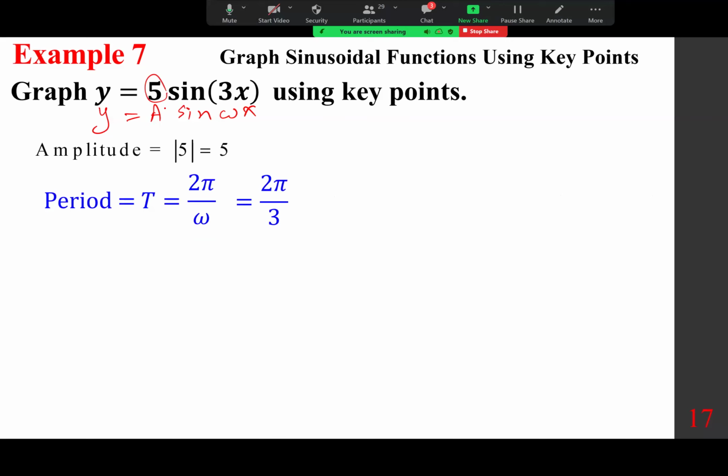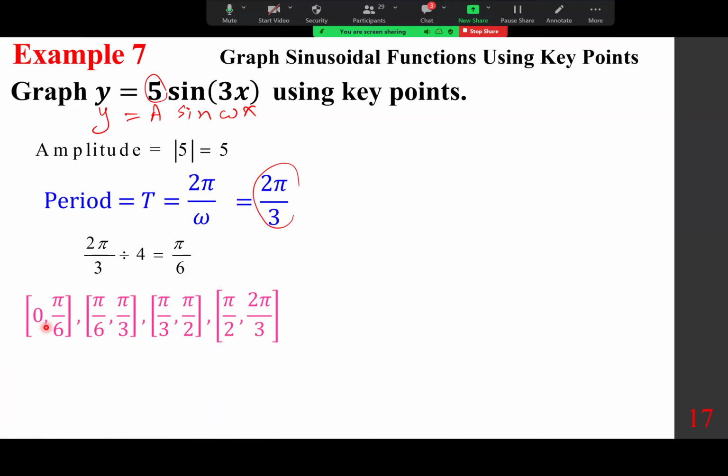And all we have to do is cut 0 to 2 pi over 3 into 4 equal parts. So we divide this number by 4, and we get 2 pi over 12, or pi over 6. That means we're going to go from 0 to pi over 6, then from pi over 6 add pi over 6, pi over 3, and the rest of them. So I hope you see that. This means 0 to pi over 6. Now this is the beginning of the next one. Add pi over 6 to this, you get pi over 3. This is the beginning of the next one. Add pi over 6, you get pi over 2, and all the way to the end.